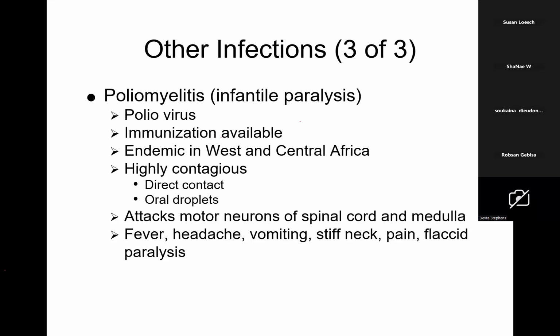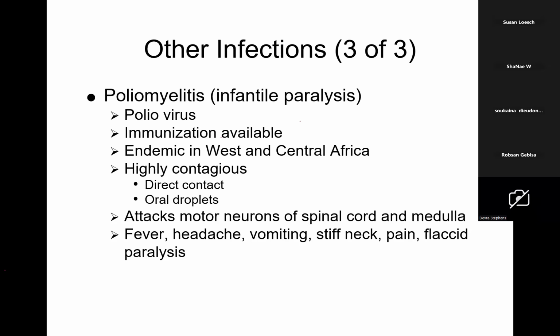Poliomyelitis. This is the polio virus. It's pretty rare in the United States, but it is evident in other parts of the world. There is an immunization program trying to combat the epidemic that is occurring right now in West and Central Africa. There are a large number of kids infected and faced with the threat of paralysis.